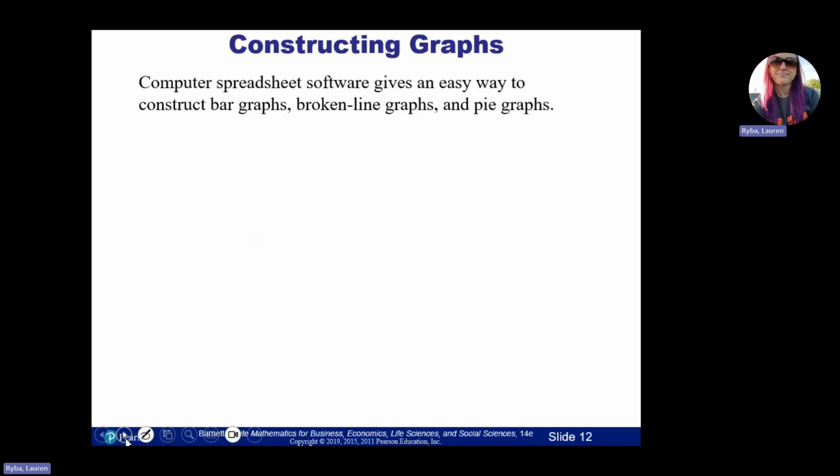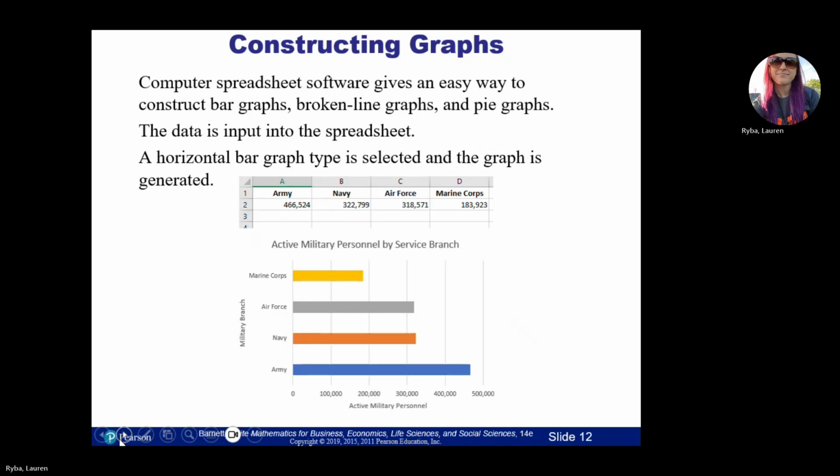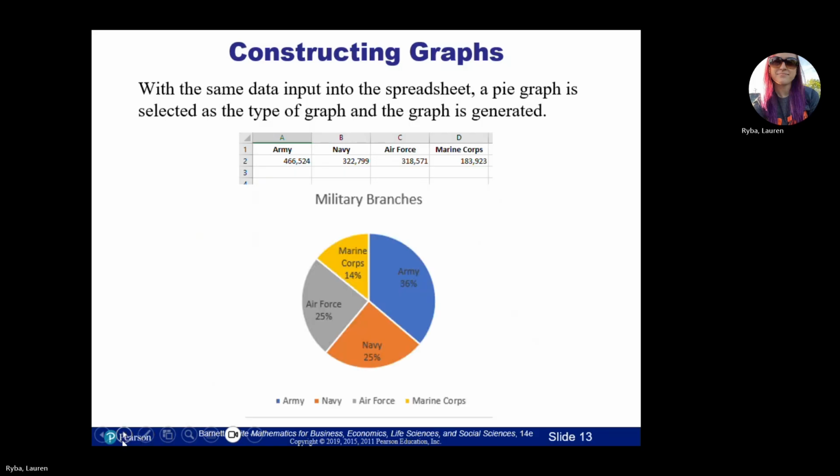We can use things like Excel or StatCrunch, if you did that in statistics, to help us create all of these graphs together. All you have to do is enter your information into said spreadsheet software and then select the correct graph that you want to make. So this is one that was made in Excel. Using the same data, I turned it into a pie graph.